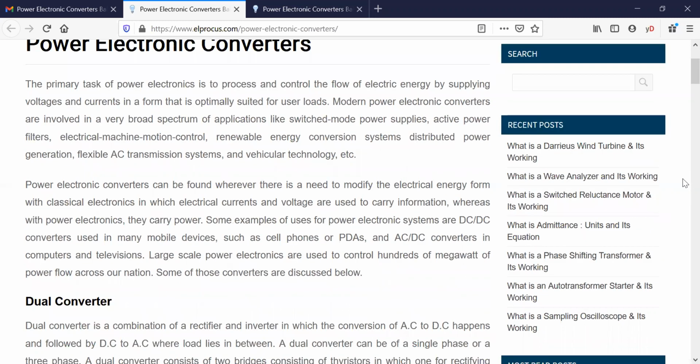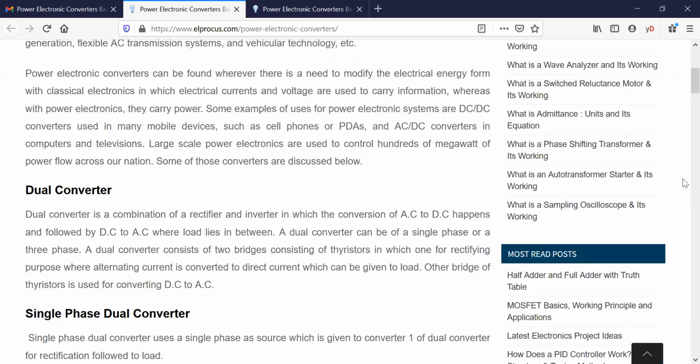So when we are talking about converters, the main converter which we are using over there is the dual converter, right? Dual means double. I already told you the converter is a combination of inverter and rectifier, in which we are converting AC to DC and also DC to AC. With the rectifier we convert AC to DC, and with the inverter we convert DC to AC. And obviously the load will lie between them.